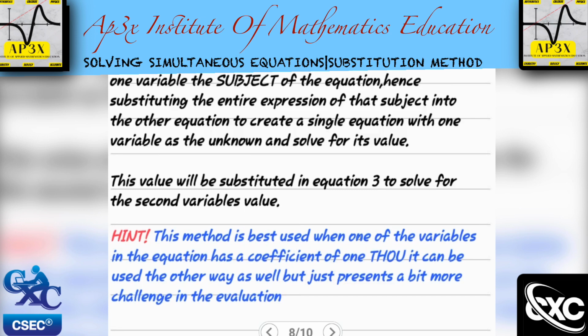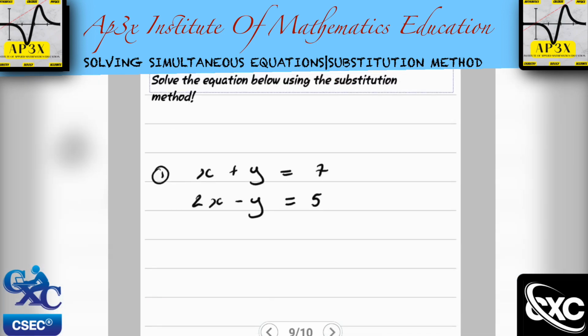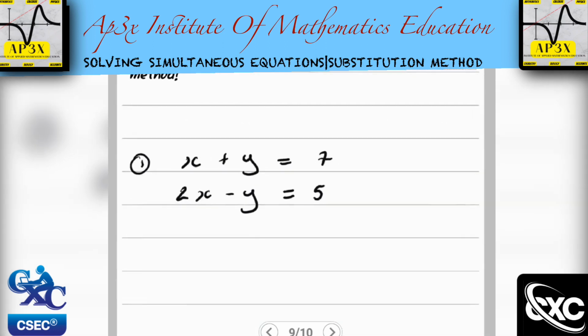This method is best used, as I said earlier, when one of the variables in the equation has a coefficient of 1. Now, please note that this method can still be used even if the coefficient is not 1. It just causes a bit more challenge. Not every student is able to handle working with fractional equations. So I do recommend that you apply this method only when your variable has a coefficient of 1. So let's dive right in with our very first example.